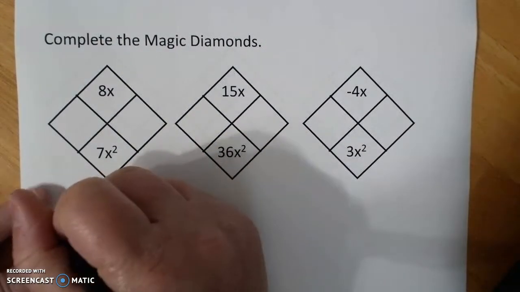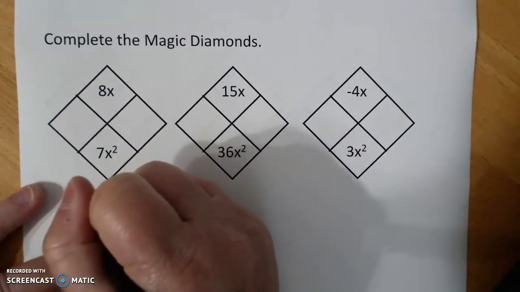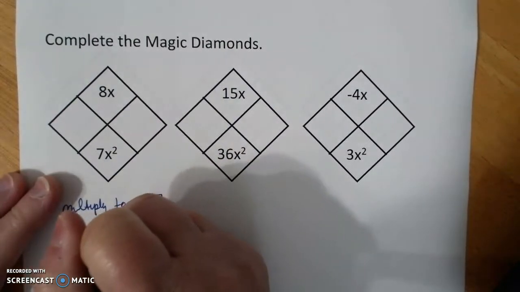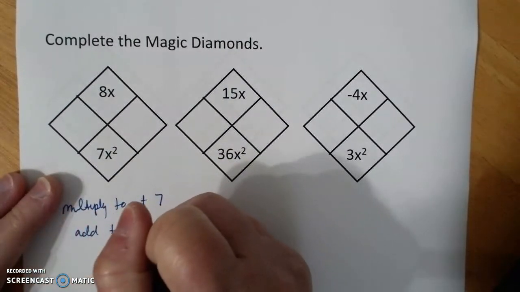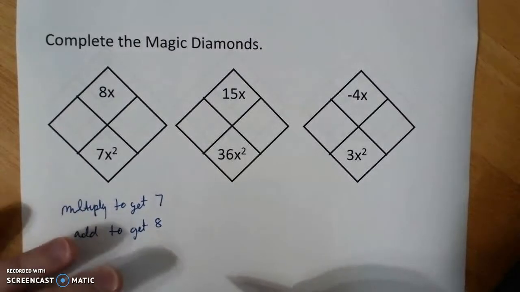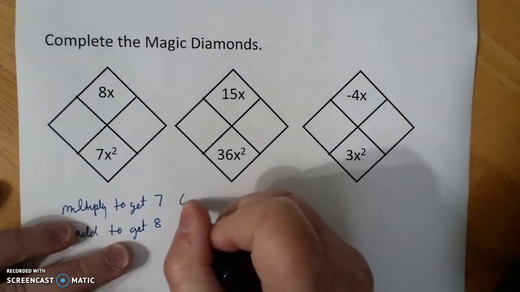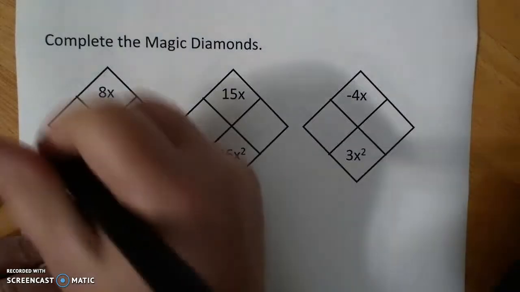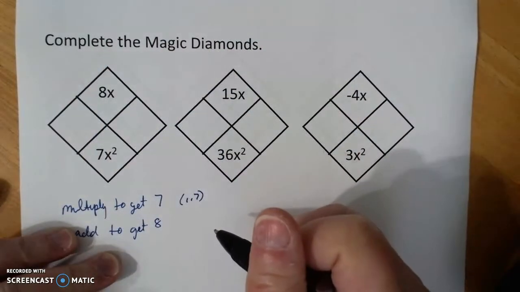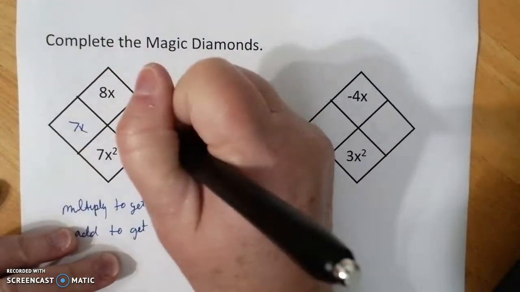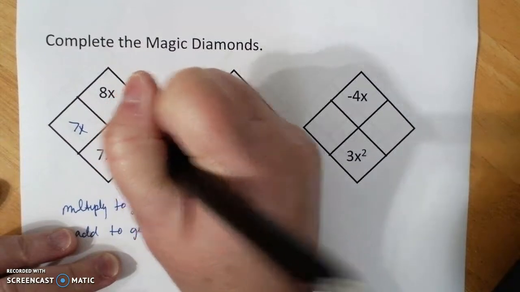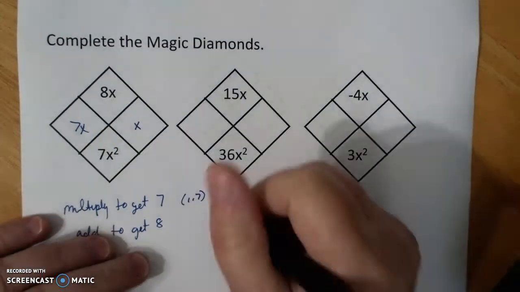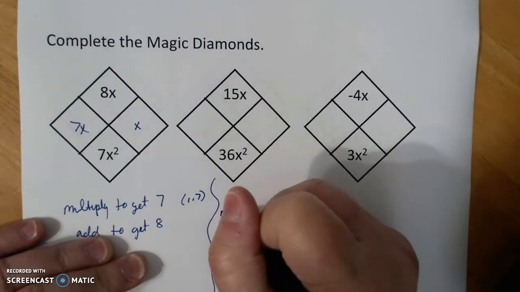I always start from the bottom. Multiply to get 7. Add to get 8. The only way I can multiply to 7 is 1 times 7, and 1 plus 7 gives me 8. So this would be 7x and x, which would give me 8x. Some of them get more complicated.